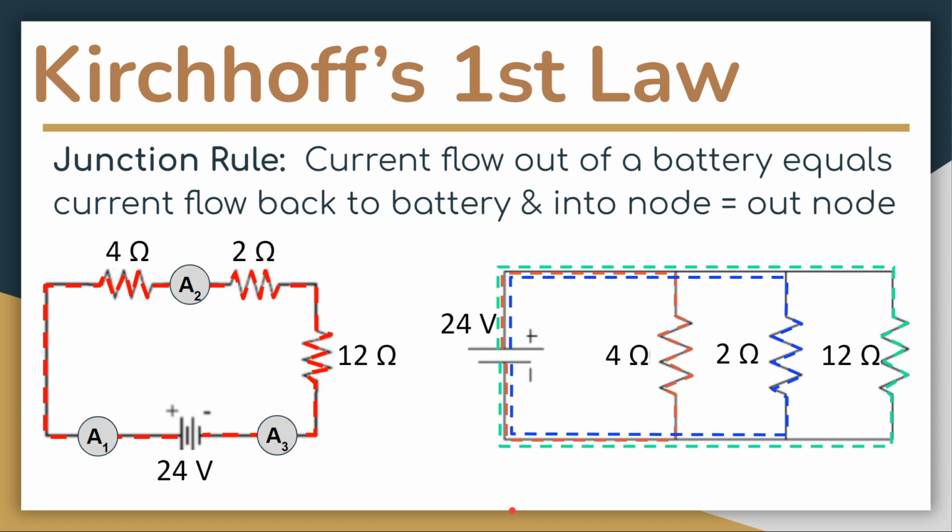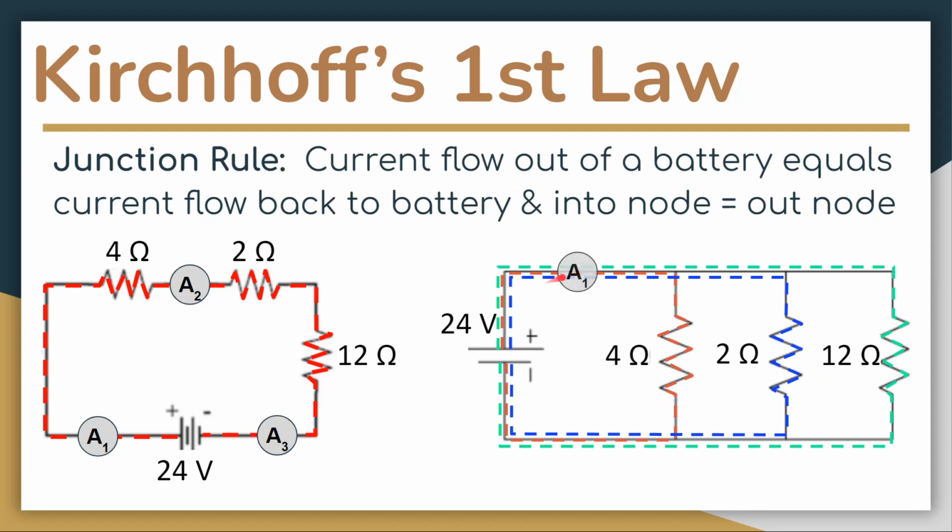Okay, and so it's the same rule though. The current flow into a junction equals the current flow out of a junction. So going into this 4 ohm resistor, the current here would equal the current coming back out the other side. Or just looking at the red part here, this equals this, or the blue part, this equals this.